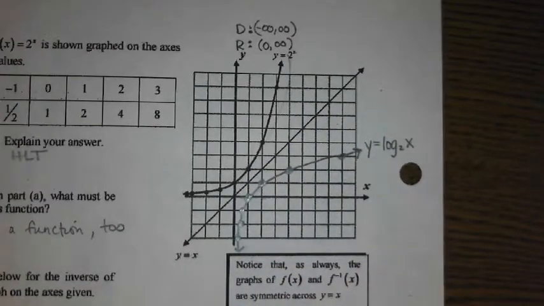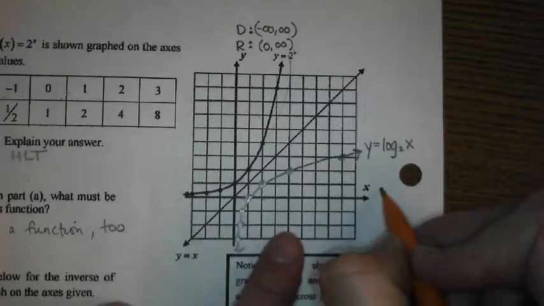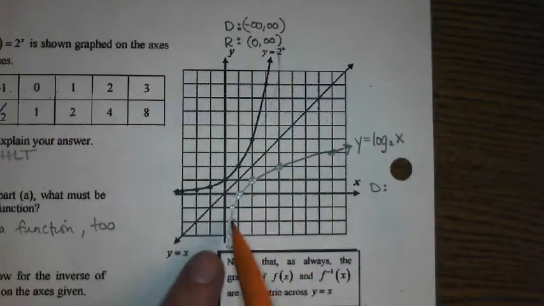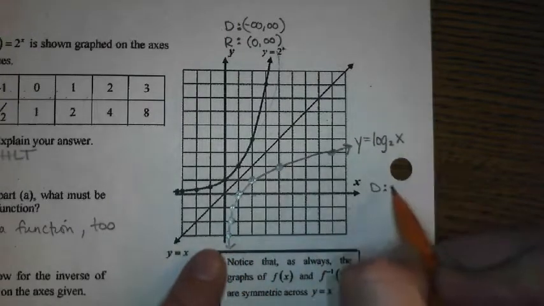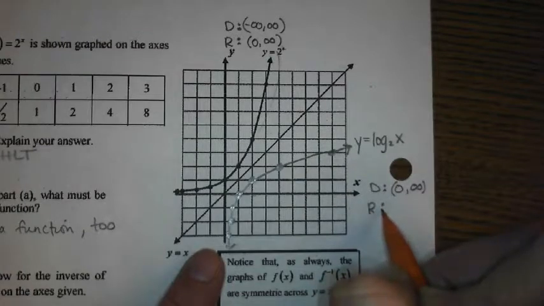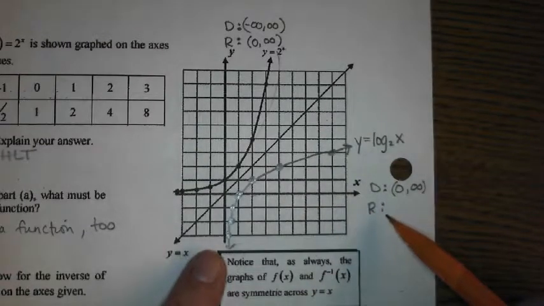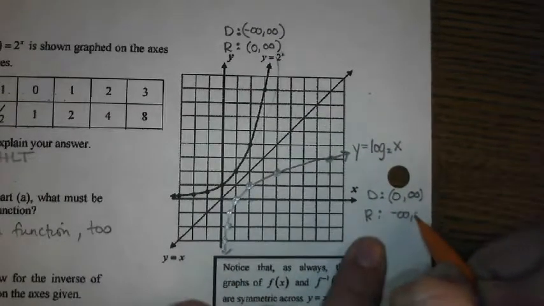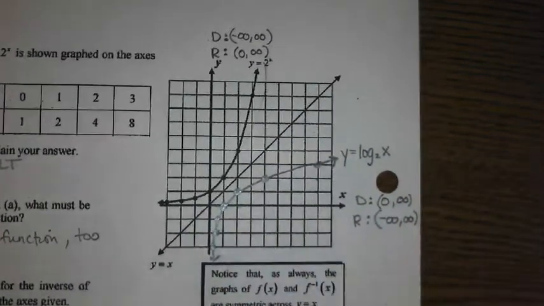So let's look at your log graph. What is its domain? What's the furthest left this graph is ever going to go? 0, but not including 0, to infinity. And the range, negative infinity to infinity. What do you notice about the domains and ranges of these inverse functions? They flip-flopped, right? All x's become y's, all y's become x's. So your domains and ranges change.